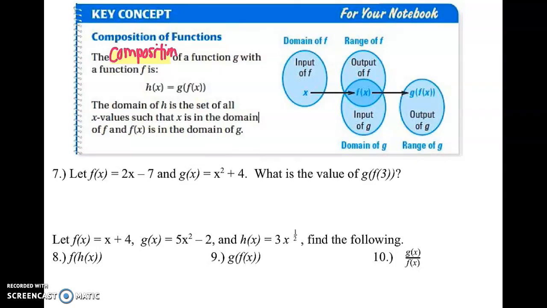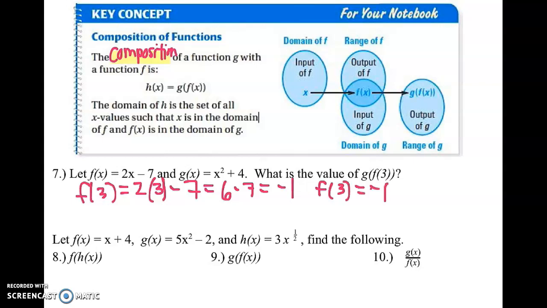So this first example has numbers involved. It says g of f of 3. So we're going to take 3, plug it into function f, and then plug that value into function g. So function f says 2 times some input minus 7. So f of 3, 2 times 3 minus 7. So 2 times 3 is 6, minus 7 equals negative 1. So f of 3 equals negative 1.